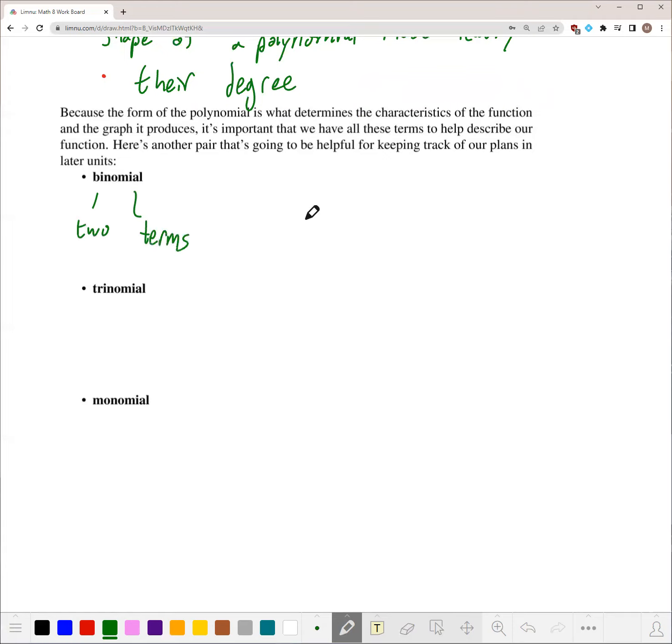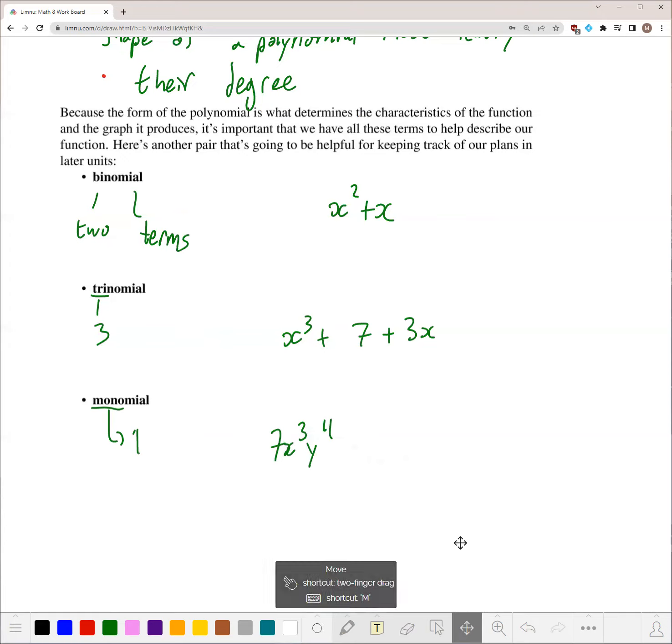So an example of a binomial would be x squared plus x. Tri means 3 terms because it's a trinomial. So here's one, x cubed plus 7 plus 3x. Okay, and a monomial, like monochromatic, I love that word, I don't know why. Anyways, it just means 1. You've got only 1 term. So 7x cubed y to the power 4. That is a term that is a monomial.